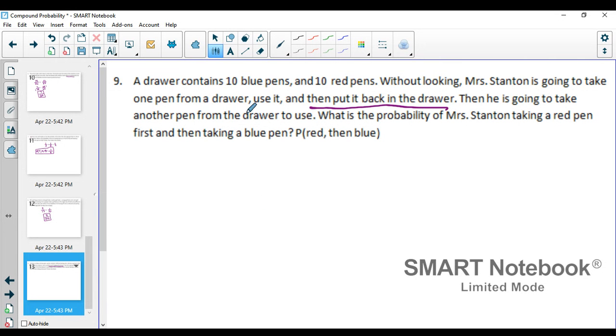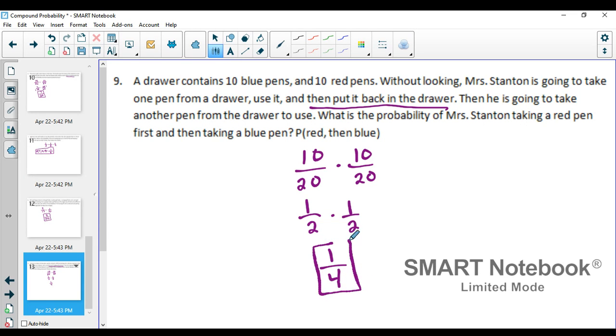Okay. So we have 10 of each, so we have 20 total pens. So the probability of picking a red pen first is 10 out of 20. And then we put that pen back, so it doesn't change the 20. So the probability of picking a blue pen is also 10 out of 20, which you can simplify both of them to 1/2. So 1/2 times 1/2 is 1/4. So her probability of picking a red pen and then a blue pen is 1/4. And that is the final answer, and that is the last example.